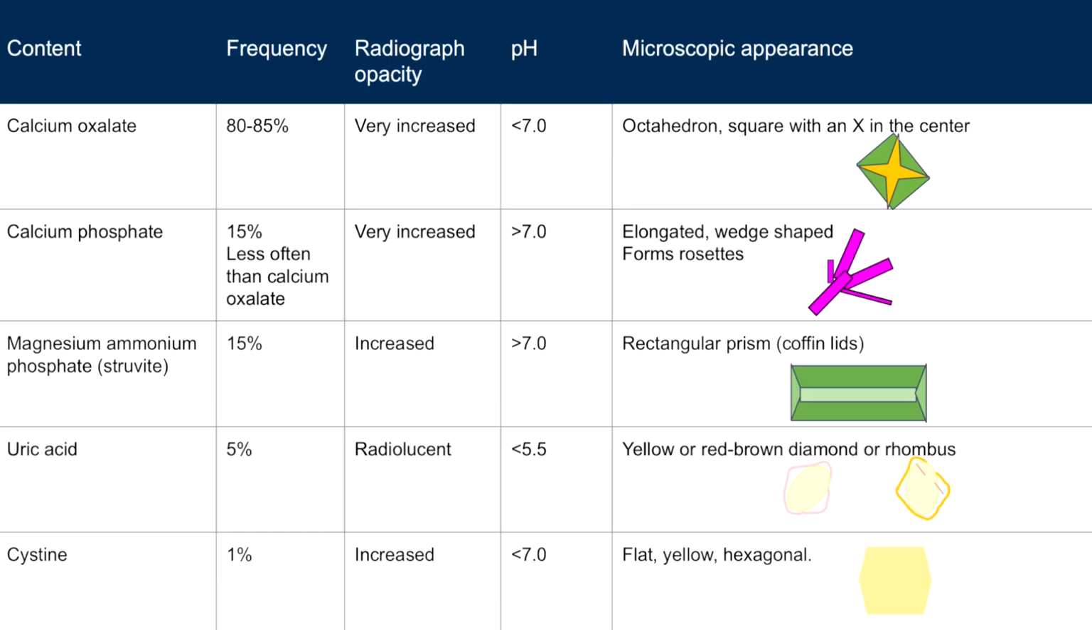The next type of stone are magnesium ammonium phosphate stones, or struvite stones, which form the staghorn calculi and account for about 15% of stones. The radiographic opacity is increased, but not as radiodense as calcium stones. The microscopic appearance is rectangular prisms or coffin lids. These occur in patients with recurrent UTIs due to urease-producing organisms like Proteus, Klebsiella, Serratia, and Enterobacter.